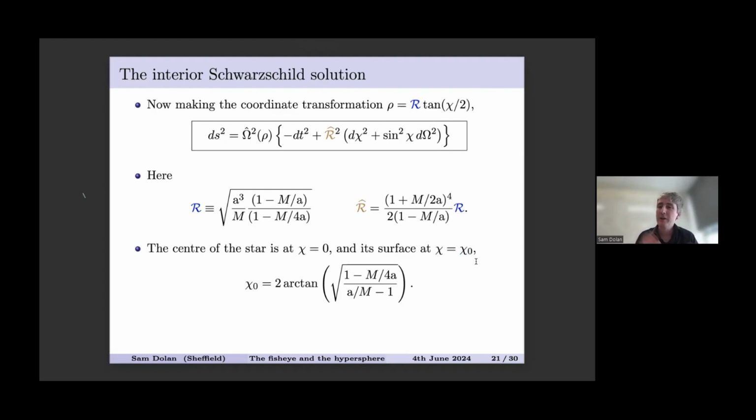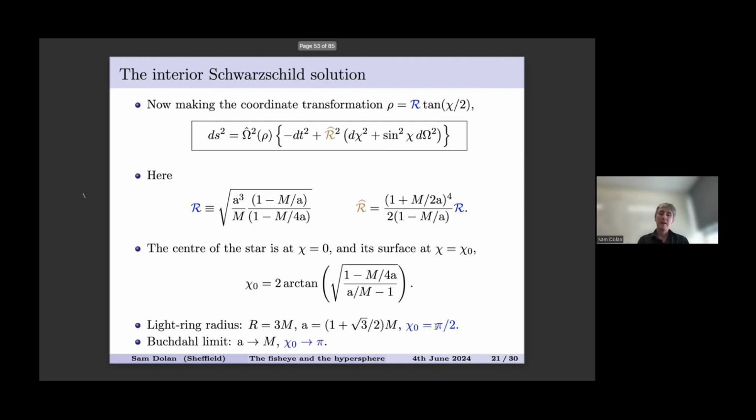And intuitively, we wouldn't expect perfect focusing until that star has shrunk inside the light ring at 3m. And that is actually what pops out of these equations. If we have a star of exactly 3m in radius, then chi naught from this formula is pi by 2. And if we approach the Buchdahl limit, the Buchdahl bound, that's r of 9 over 4m, then a goes to m, and chi naught goes to pi. So that's the situation where we're getting the whole of the conformal sphere in there.